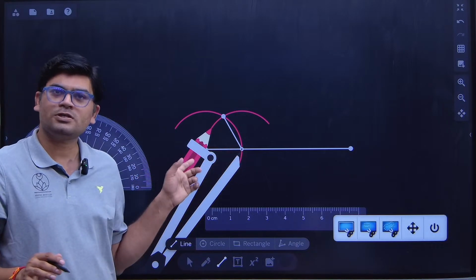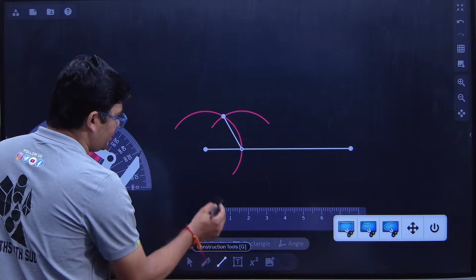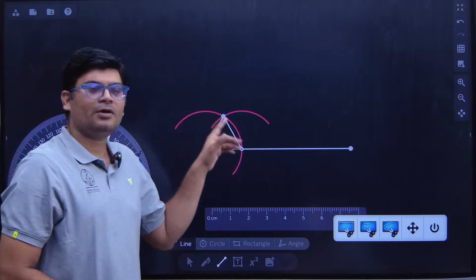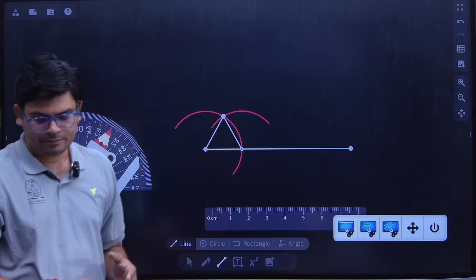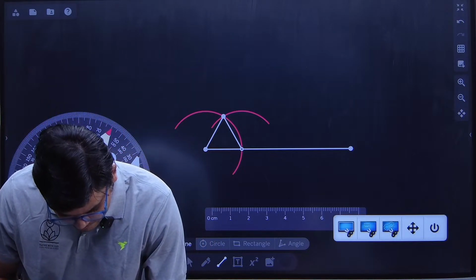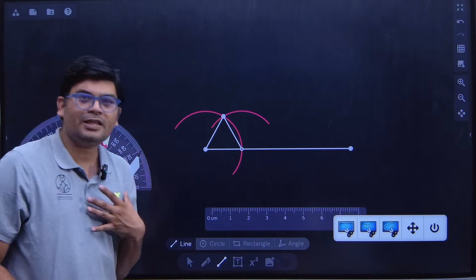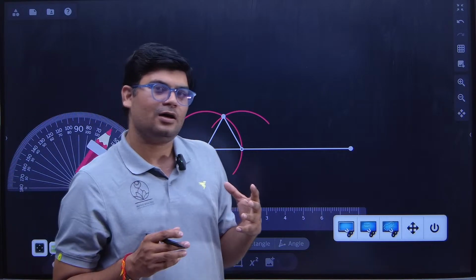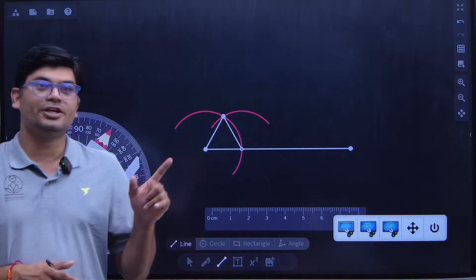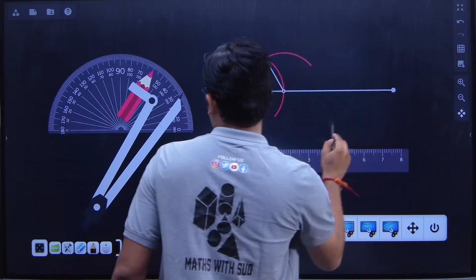Now, can you tell me that this distance is also of the same radius only? This distance was already of the same radius, and where the point of intersection is, this distance is also of the same radius. Have I made the equilateral triangle? Yeah. So if I made the equilateral triangle, what is each angle of an equilateral triangle? 60 degree.